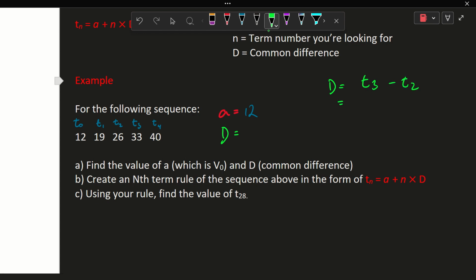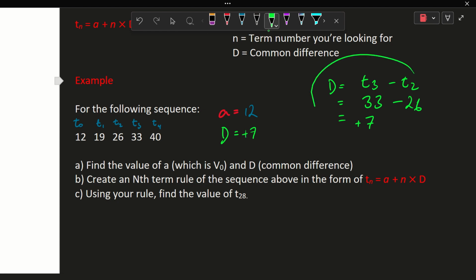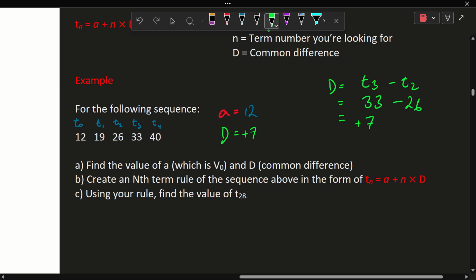Remember, if you want full marks, you have to show the working out for it. I know it's basic, but just show it. So 33 minus 26, which should be positive 7. So that means our common difference is plus 7. Easy. You don't have to do T3 minus T2. You can do any term, really, as long as you don't do T0 minus... Yeah, look, just to be safe, just put it in. Okay, you never know who's going to check your work in year 12 when you do your exams. They can be very, very strict on this kind of stuff. So just do it for the sake of getting the mark.